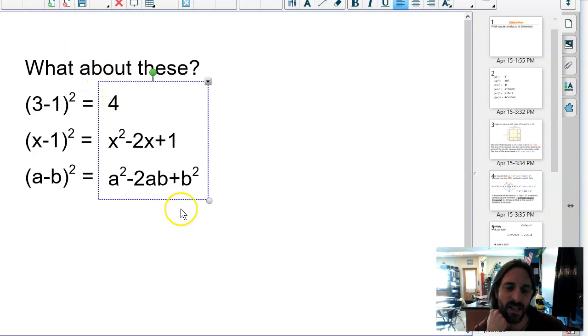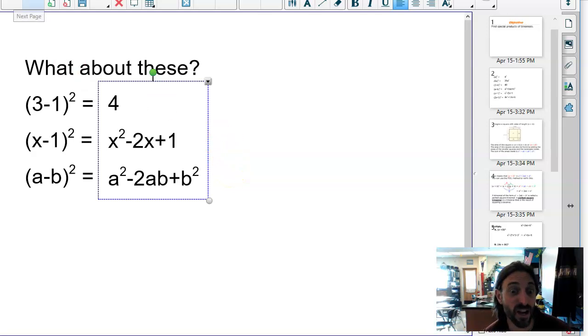Okay. Oh, I forgot to hide these. Oh, well, bummer. What about these? You'll notice these are binomials that are being subtracted. So 3 minus 1, of course, you say, well, that's just 2 squared. Well, x minus 1 squared ends up with x squared minus 2x plus 1. And a minus b squared is a squared minus 2ab plus b squared.